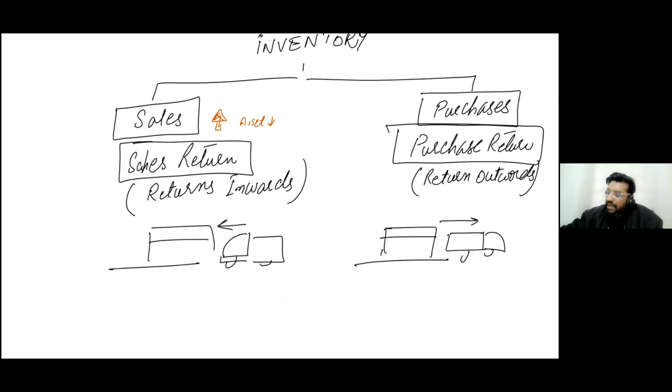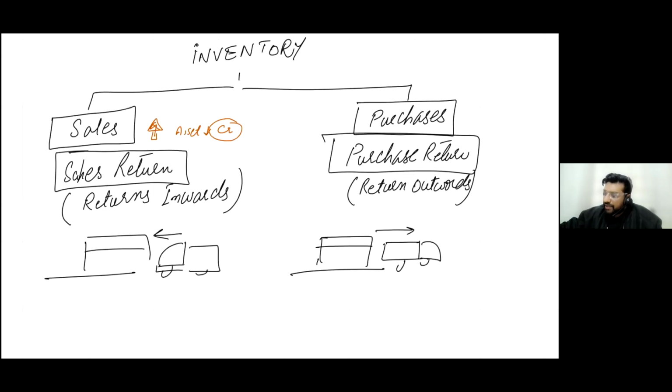So sales are always credit. When we are doing purchases, which means the purchases are increasing, my asset, which is inventory, is also increasing. So we always debit. So sales account is always credit and purchase account is always debit.